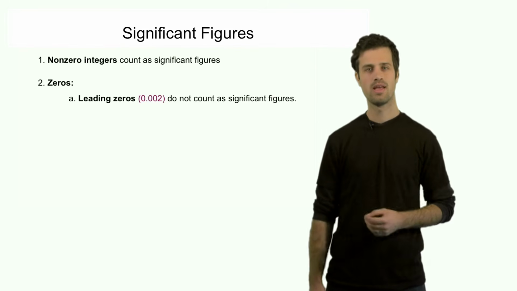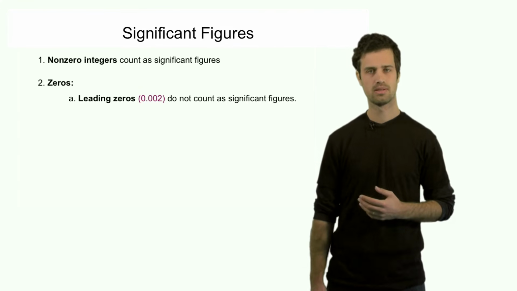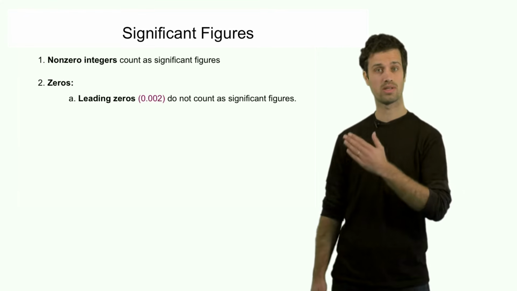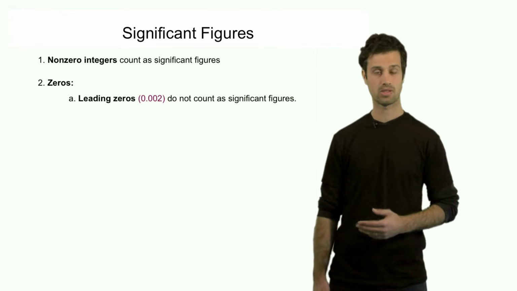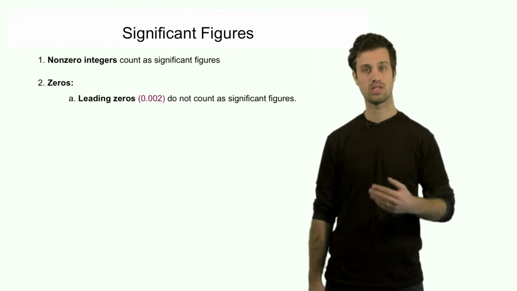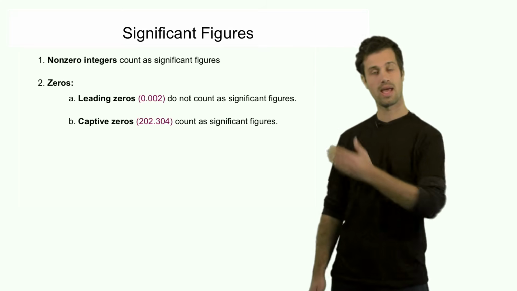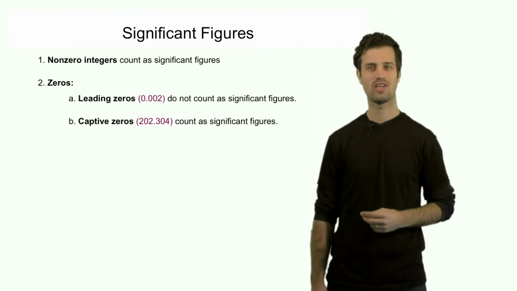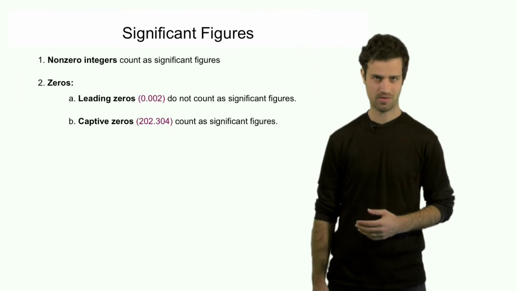Rule number 2. If that number has zeros in it, then there are 3 possibilities. First, if the zeros are so-called leading zeros, like 0.002, then they do not count as a significant figure. So in this particular case, 0.002 only has one significant figure, which is the non-zero integer 2. If you have a number like this number here, where the zeros are sandwiched between 2 non-zero integers, they're called captive zeros, then you do count them as a significant figure.